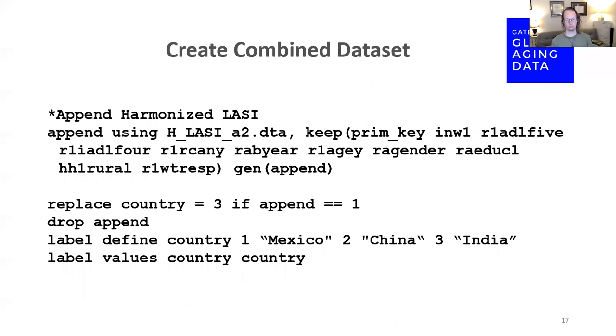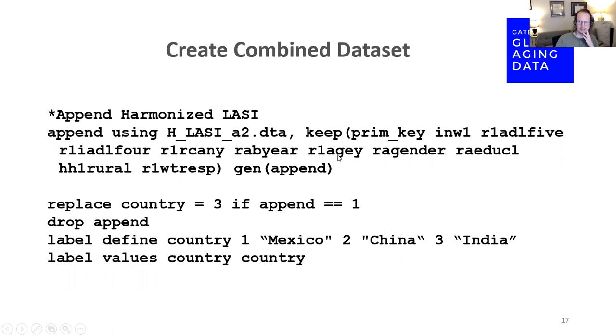In our next step, we're going to bring in the LASI data. So we're going to append harmonized LASI here, just like we put the CHARLS data on top of the MHAS data. We're then going to put the LASI data below those two. We're going to append using HLASI_A2, or version A2 of the harmonized LASI. That's the current version of harmonized LASI that's available on the Gateway.